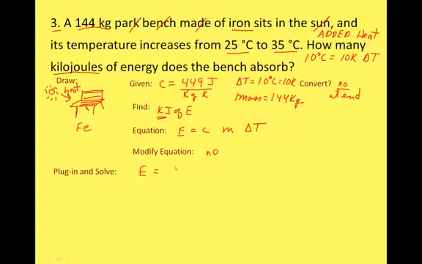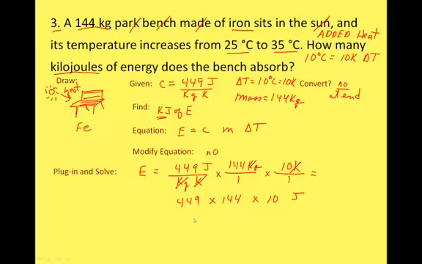E equals C, 449 joules for every kilogram K times, and our mass is 144 kilograms times, and we have a change in temperature of 10 K. And so we put this together, 449 times 144 times 10, and we can of course eliminate the kg, eliminate the K, and we just end up with joules of energy. So this number comes out to be 646,560 joules in the calculator.